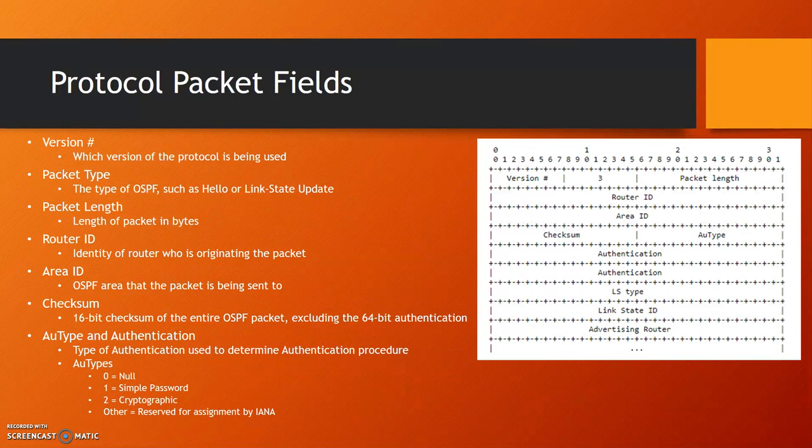So these are the fields of the protocol packet. They've got a version, a packet type, the packet length, the router ID, who's sending it, the area ID, who it's going to, checksum, and then authentication type, so that it knows what procedure to use.